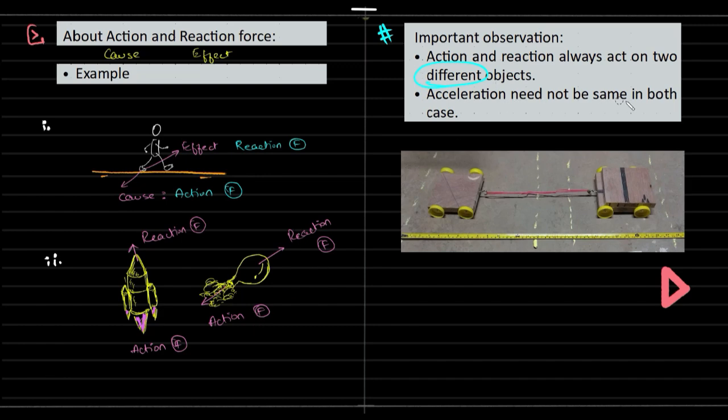Acceleration need not be the same in both cases. See, action and reaction, in terms of magnitude, they are the same. If you pull two cars and leave them attached with a rubber band, what happens? They will experience the same force. So F1 will be equal to F2 in terms of magnitude. But the acceleration need not be the same.